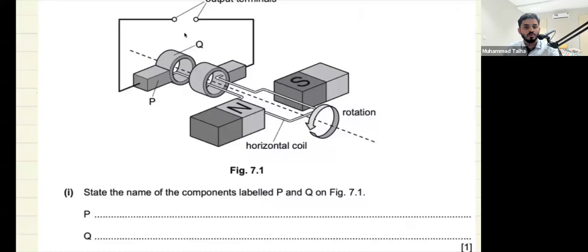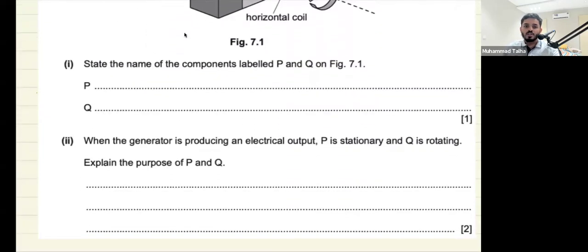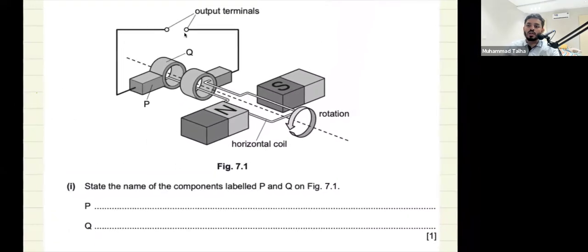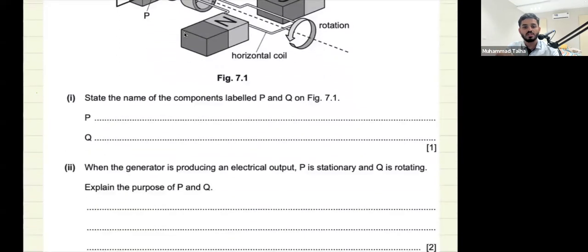So P is your carbon brush, Q is your slip ring, right? So explain the purpose of P and Q. We've talked about this. So the Q is basically ensuring the electrical contact with the outer part of the circuit, and it just enables that to be transmitted outwards to some external circuit.